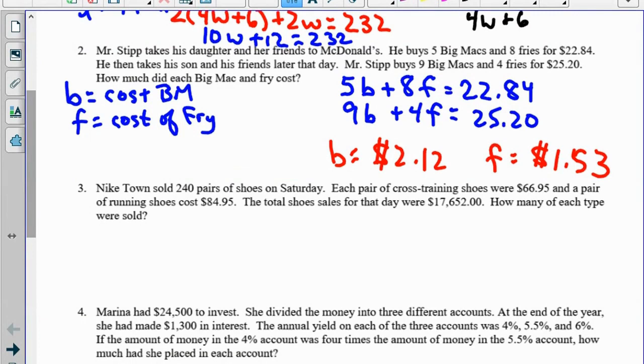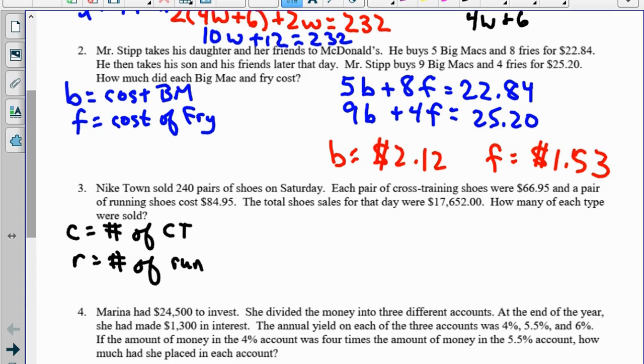Number 3, Nike Town sold 240 pairs of shoes on Saturday. Cross trainers were $66.95 and running shoes were $84.95. Total shoe sales for the day were 17,652. How many of each type? So in this problem, we are trying to find the number of shoes. So I can make C equal to number of cross training shoes sold, and R is number of running shoes sold.